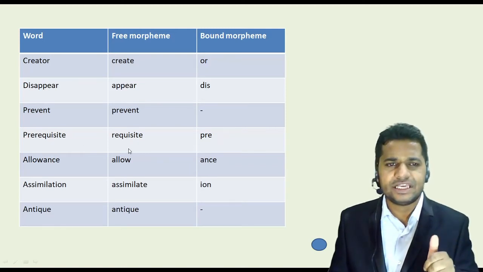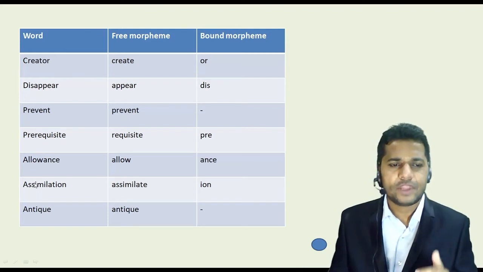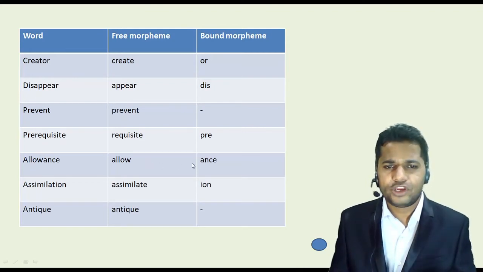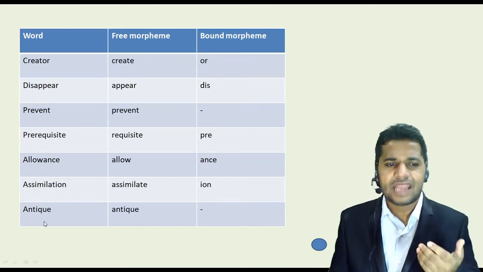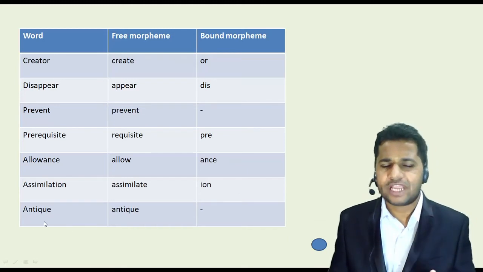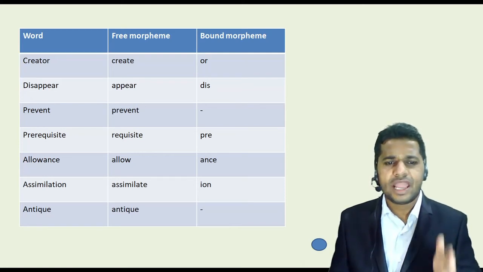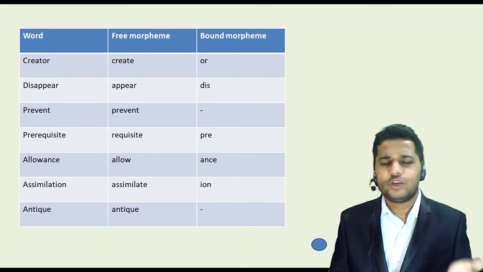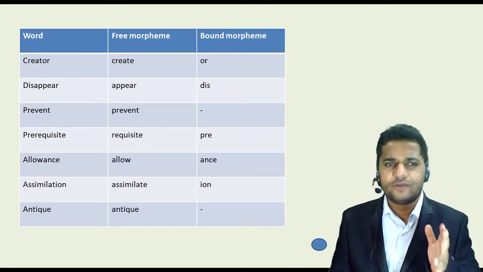So requisite is a free morpheme and pre is a bound morpheme. Allowance, again allow is free, and the suffix is a bound morpheme. Assimilation, assimilate is a verb, so a free morpheme, ion, bound morpheme. And antique is one word. You cannot separate this word into morphemes, so it's just one free morpheme.